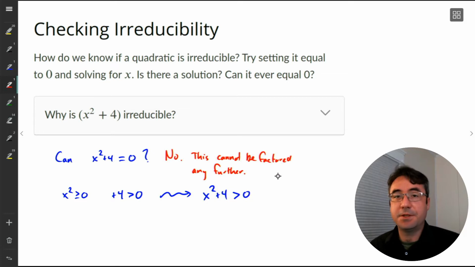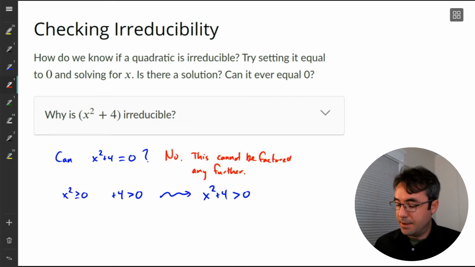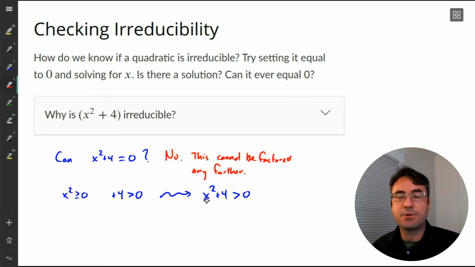And that really means it's irreducible. Can't be factored any further. We're stuck with it as is, quadratic. Another way to check, so you can sometimes just think your way through these things. So x squared plus 4, why is it irreducible?